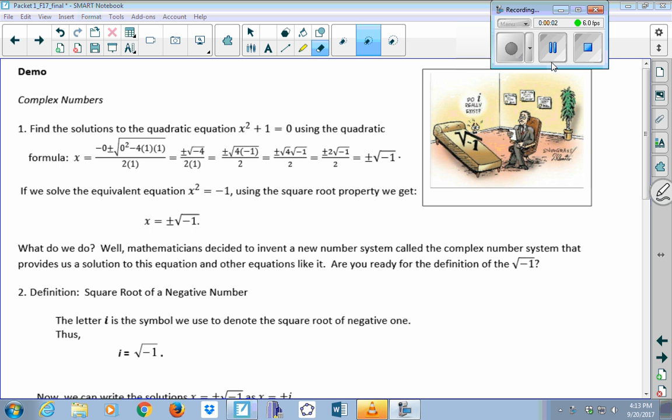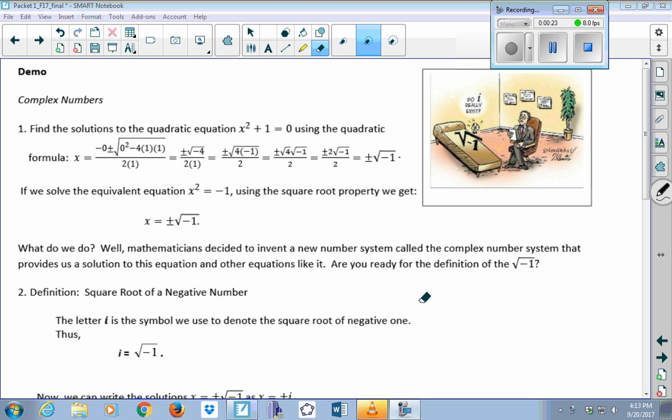Welcome Math 107 students to the demo for Lesson 8, where we work with complex numbers and we look at solving quadratic equations with non-real solutions. So the first part of this demo is to talk about a number system called the complex number system.